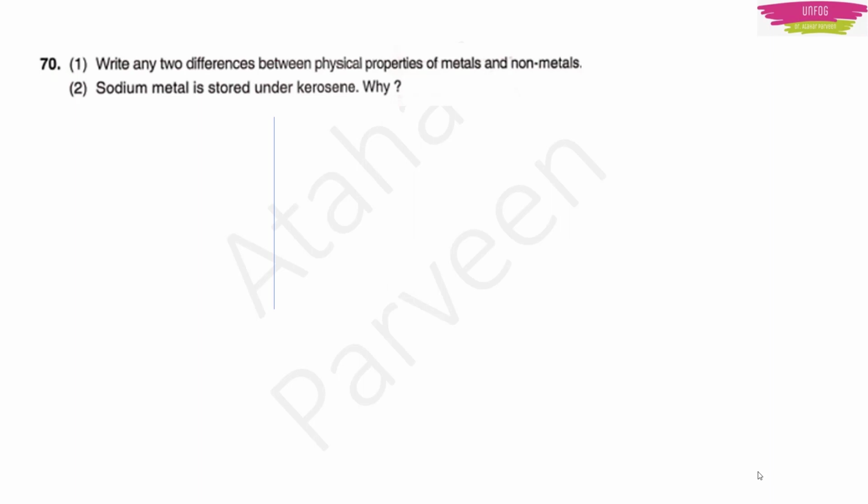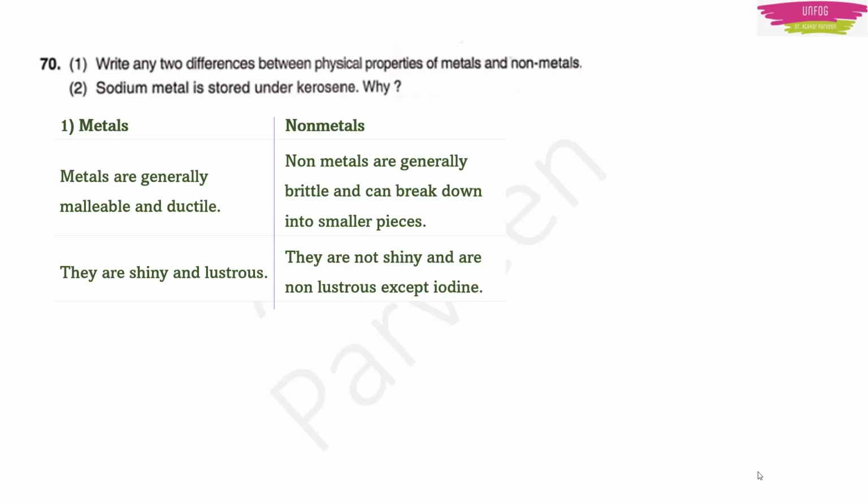Write any 2 differences between physical properties of metals and non-metals. So differences means metals means they are malleable and ductile. That means you can make them into thin sheets and into thin wires. But non-metals, they are generally brittle. They can break down into smaller pieces if you try to make them into sheets or into wires.